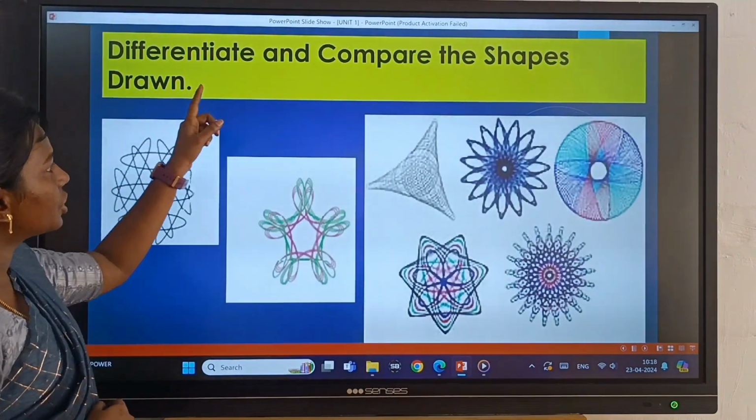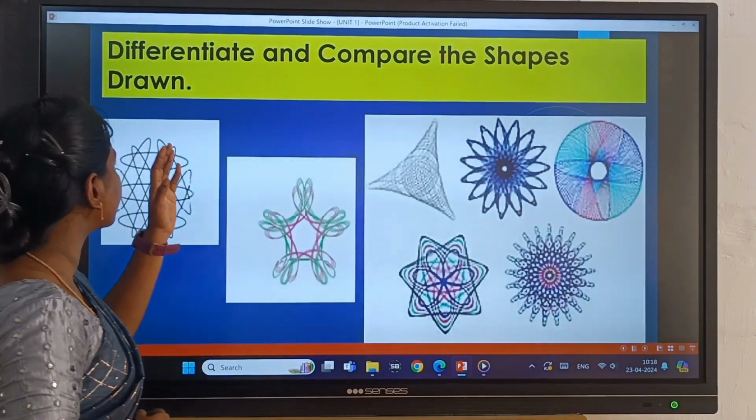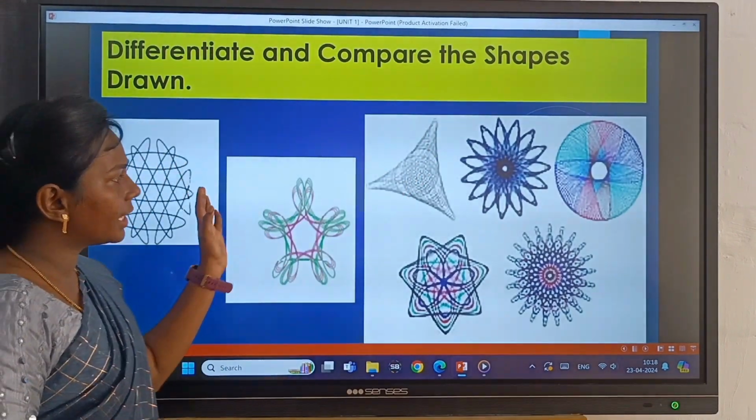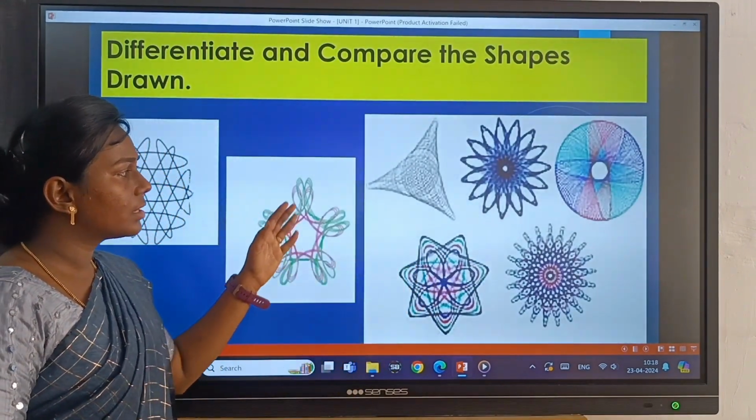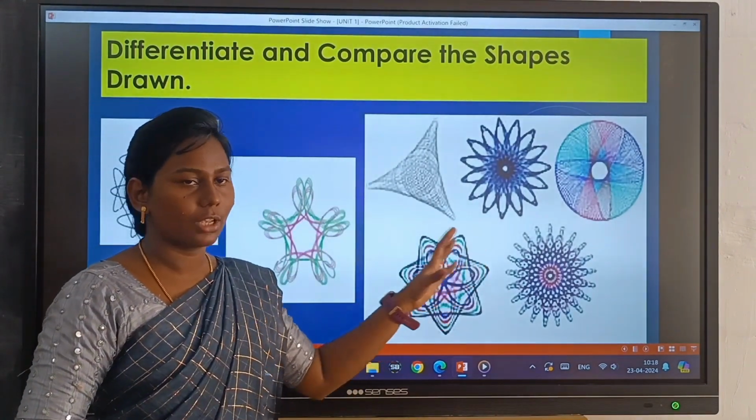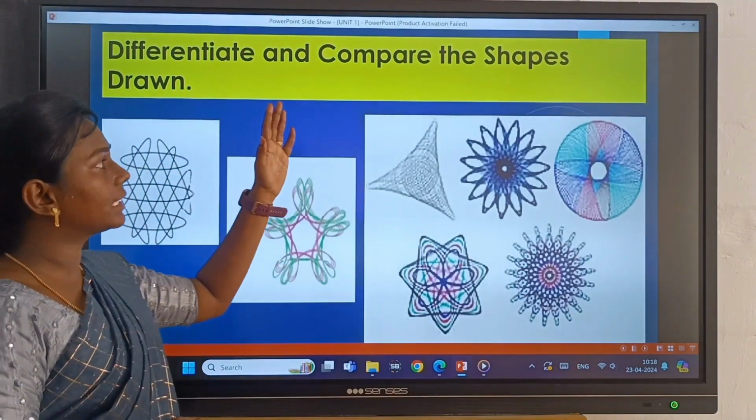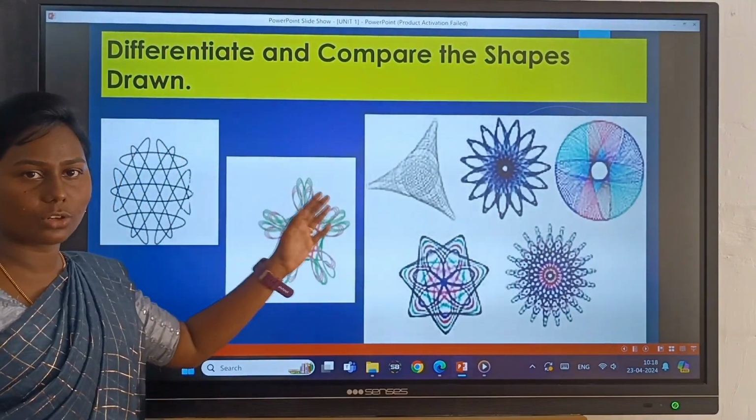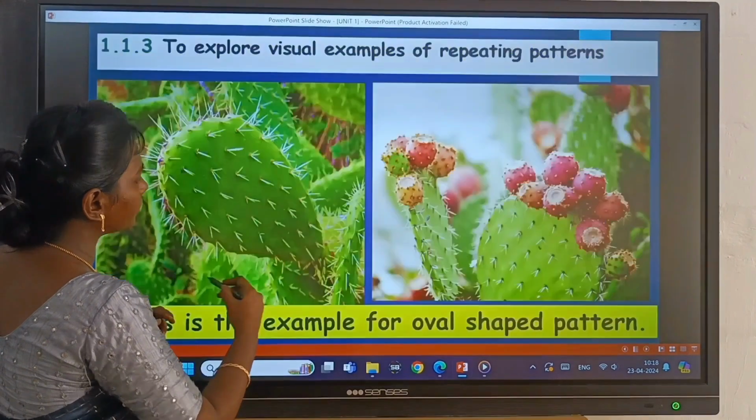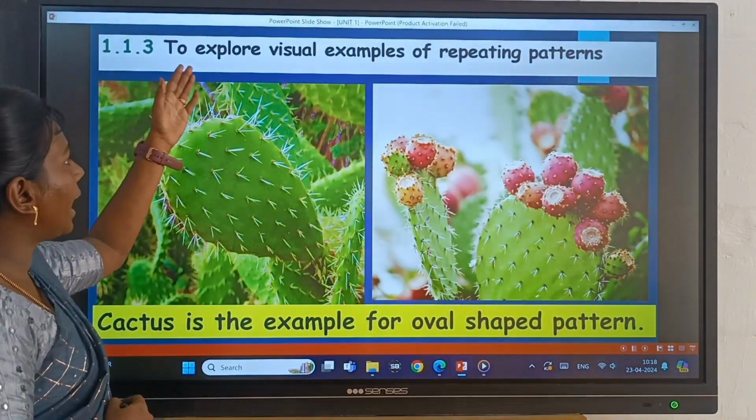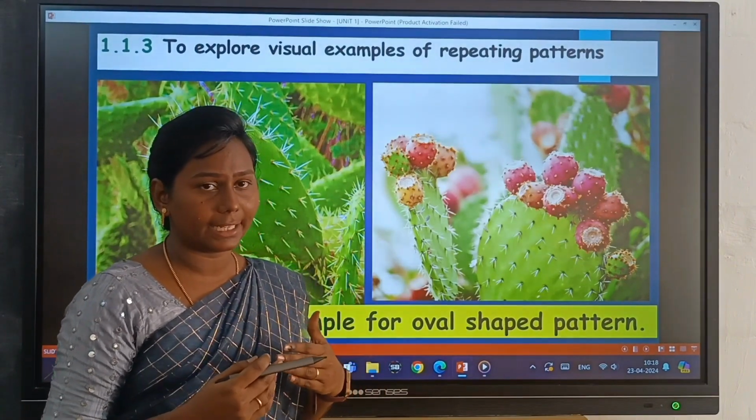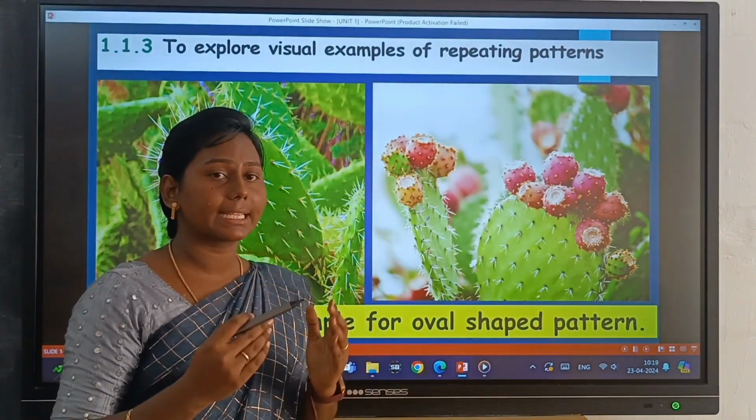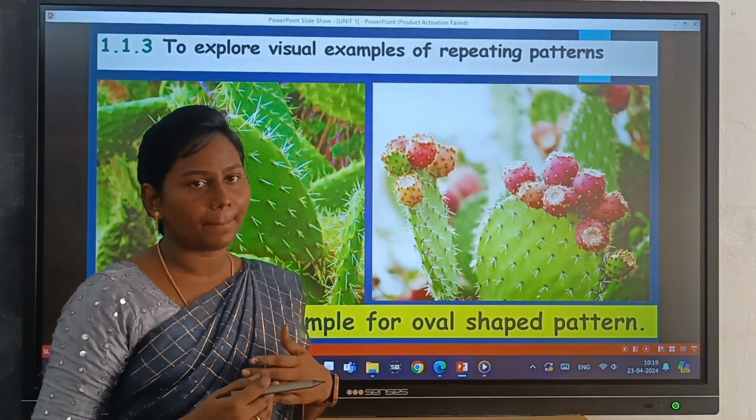Next, differentiate and compare the shapes and drawing. See, these are all spirographs, but they have some different shapes. So that's why differentiate and compare the shapes drawn here. Okay, children? Next, to explore visual examples of repeated patterns. What is that? Visual examples of repeated patterns.